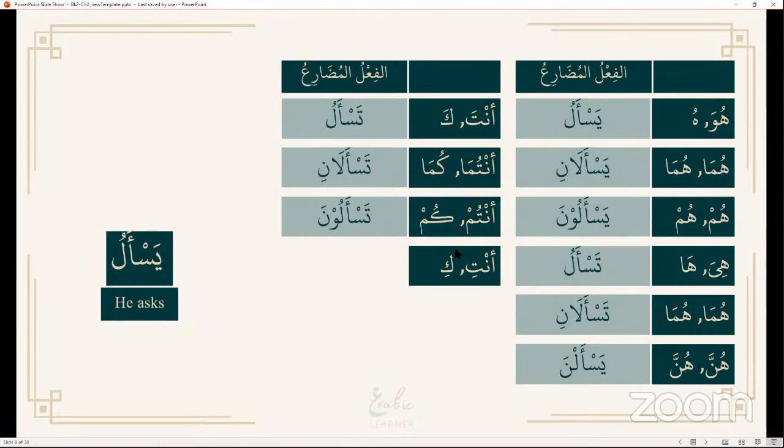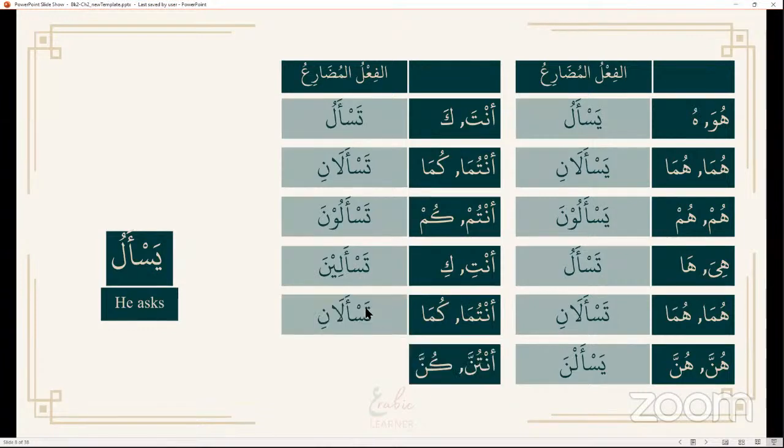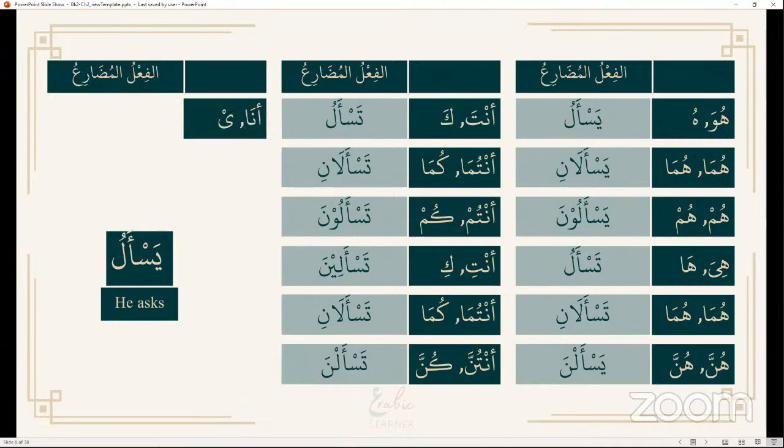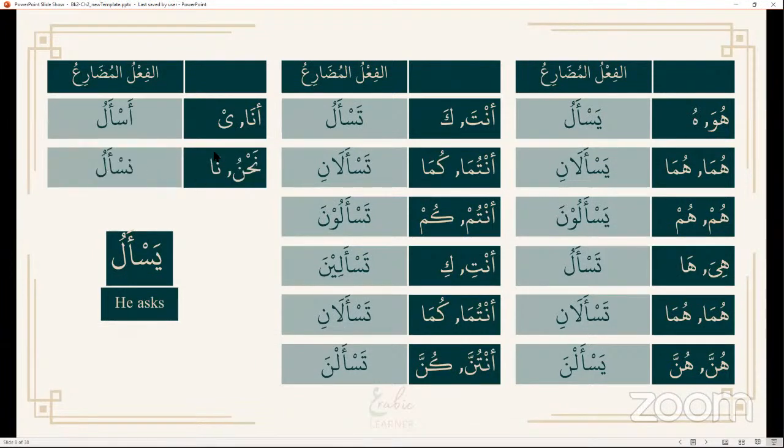Anti tas'alina. This is the exceptional thing only in fi'l mudari that you need to remember. Tas'alina, good. Tas'alani, tas'alna, good. What about Ana? As'alu, good. Nas'alu, good. MashaAllah. Well done, Sister Arushia.